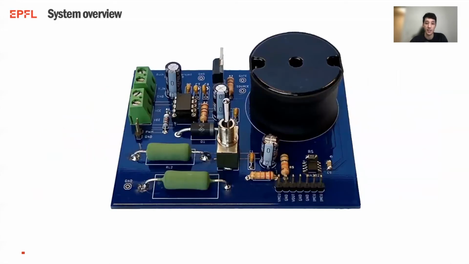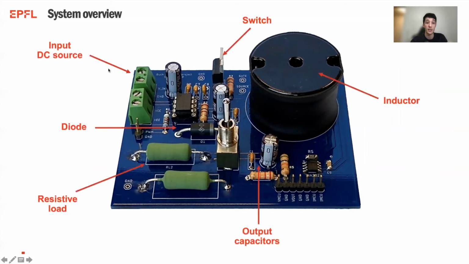Yes, it looks a little bit more complicated than the simplified schematic that I've shown you earlier. But let's try to identify the main components of the board. First and foremost, the input DC source. It is connected here to this wire-to-board connector. We have our switch, that in this case is a MOSFET, a large bulk inductor, two output capacitors associated in parallel, a diode, and finally our loads.